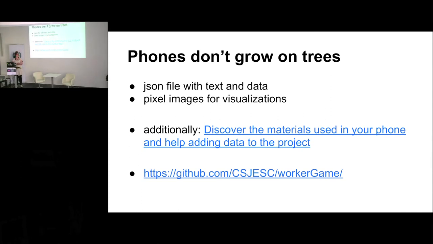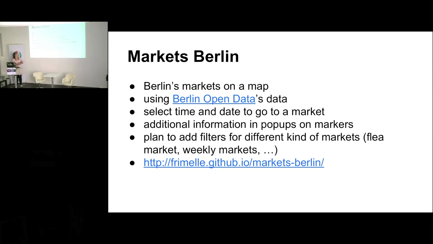So they decided in the end to have a part where you can just log in, I think with GitHub or something, and add data to it, to help the visualization become more accurate. And the last one is a really classical one. You just take open data, in that case Berlin open data, and map it on a map. In this case, we decided to have Berlin's markets on a map.